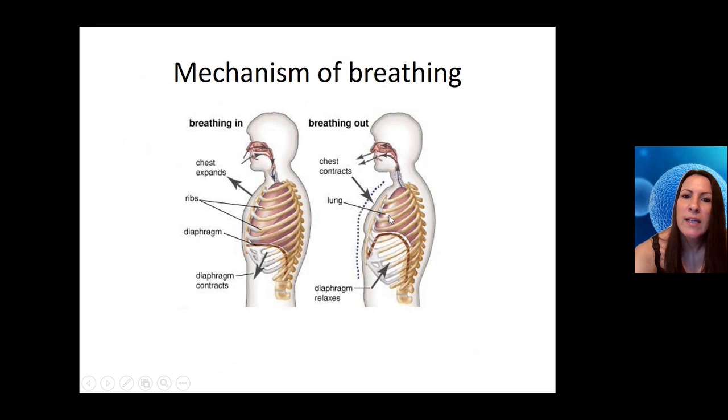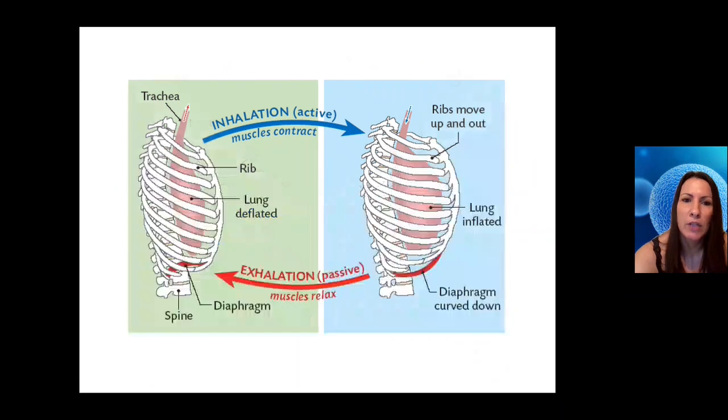When we breathe out, the diaphragm relaxes. It rises back into that dome shape. The ribs move down and in, decreasing the area in the chest cavity and increasing the pressure, and air naturally wants to move out of the lungs into the atmosphere to equalize the pressure.